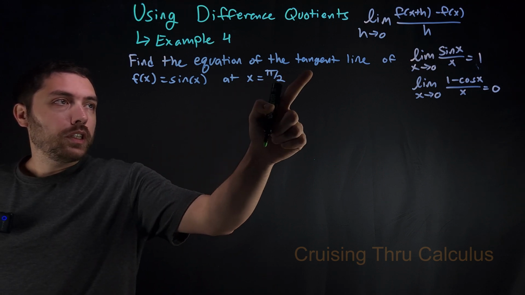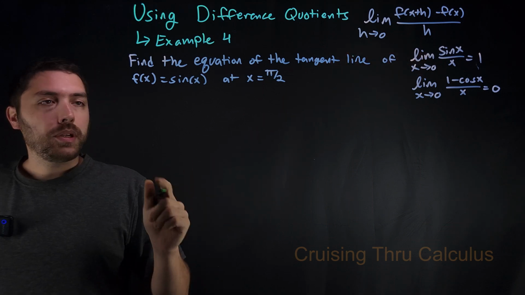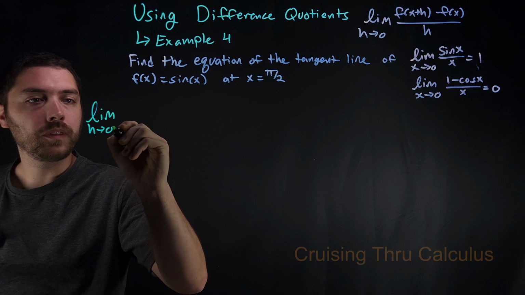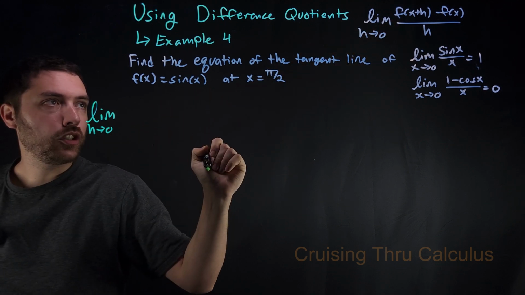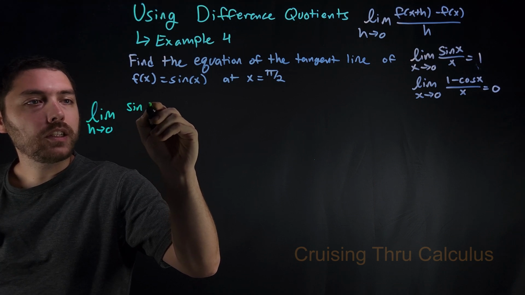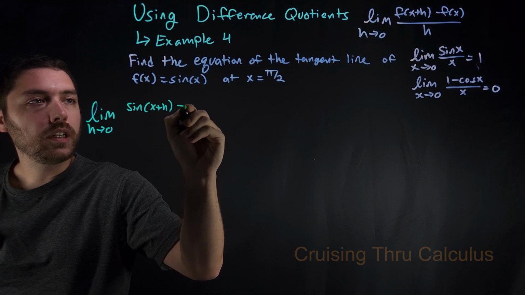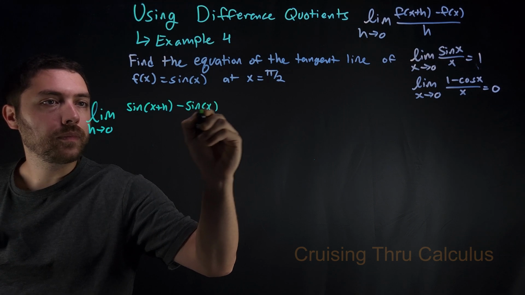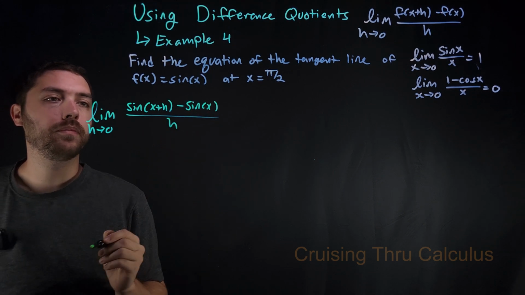In order to find the equation of the tangent line, we're going to use this formula up here. So we're going to find the limit as h approaches 0 of f of x plus h. So f of x is sine of x. That means f of x plus h is sine of x plus h, minus f of x, so minus sine of x, all over h.